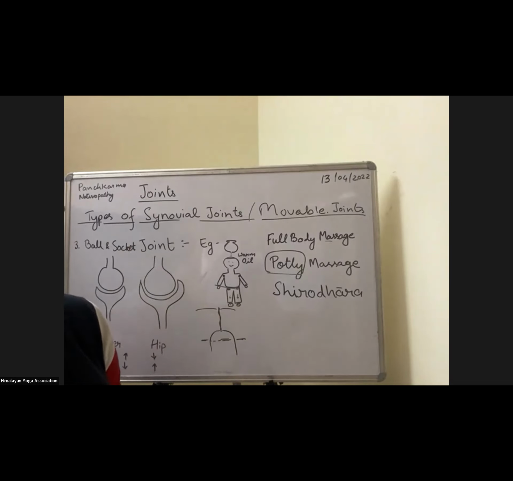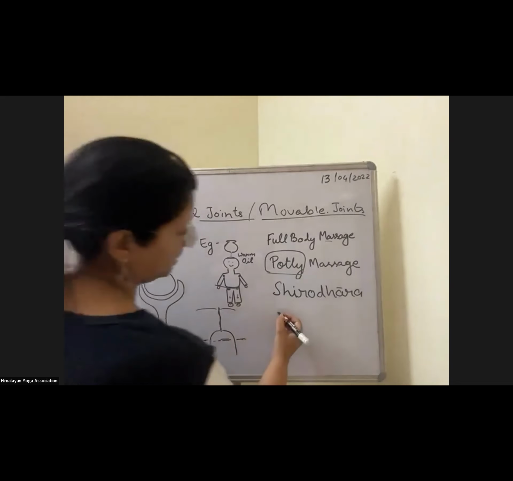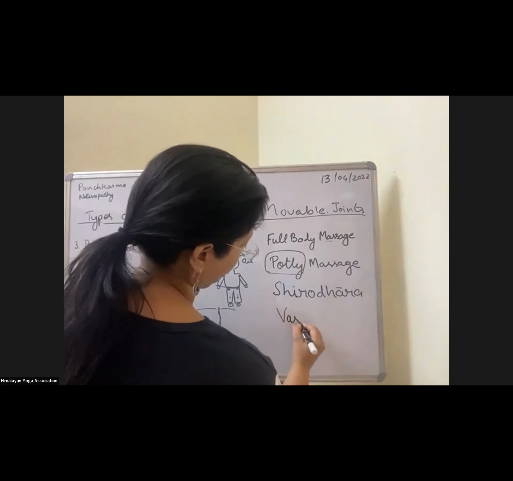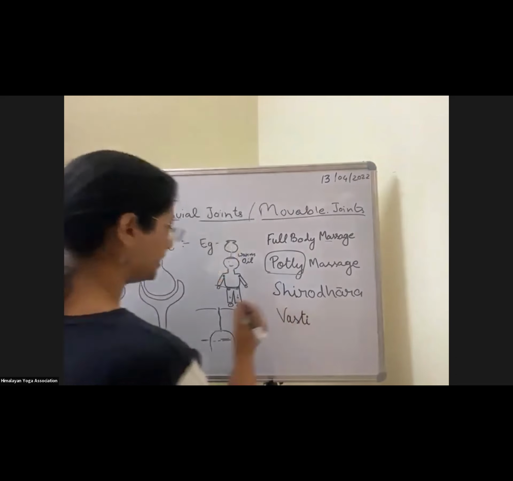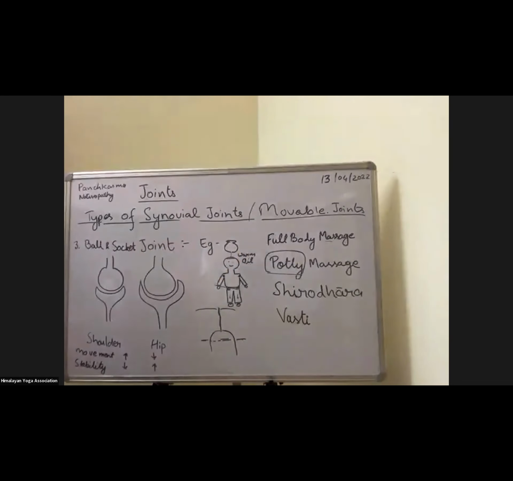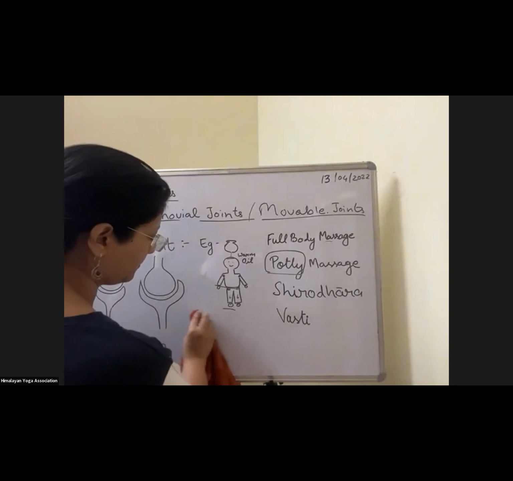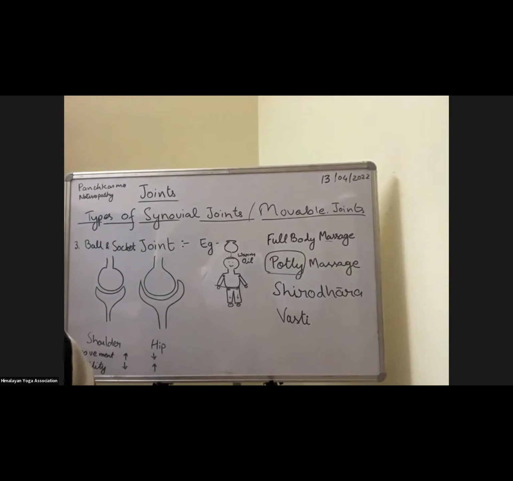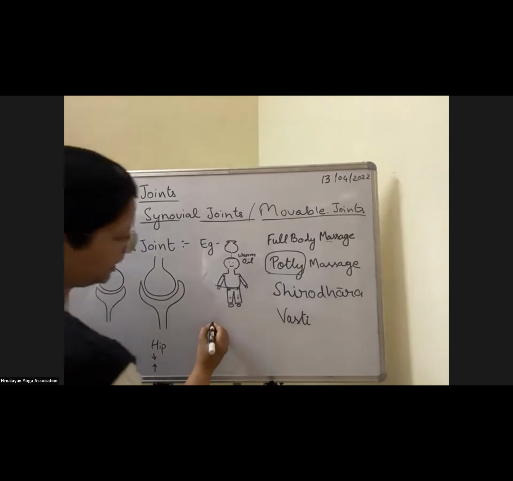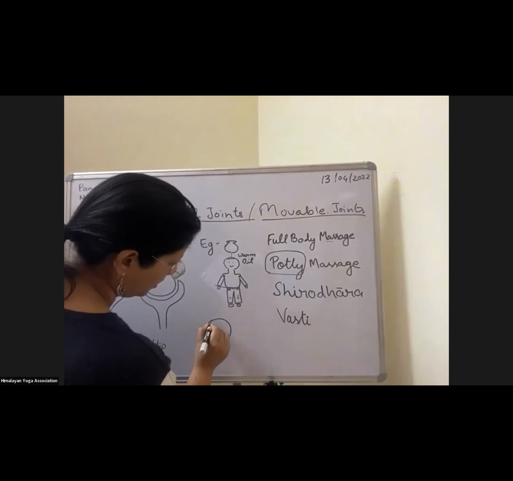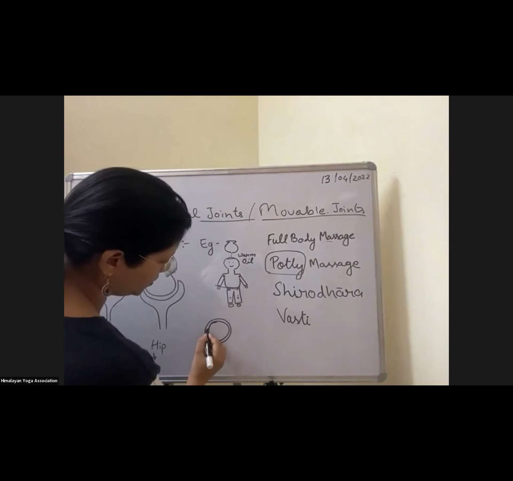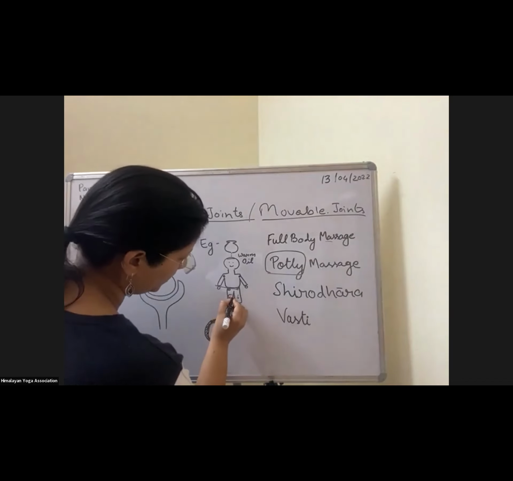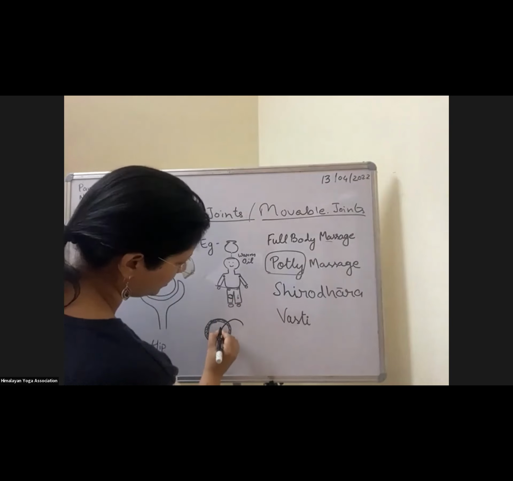So these are some practices. There is another vasti, Jana vasti. Okay, in this, what happens? Like earlier, we used to take a dough and make a well kind of structure. This is dough. And then you put it on the knee, around the knee. And then in this, you put warm oil.